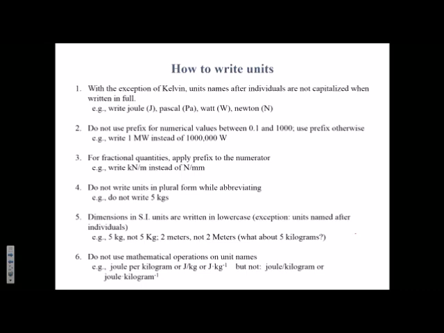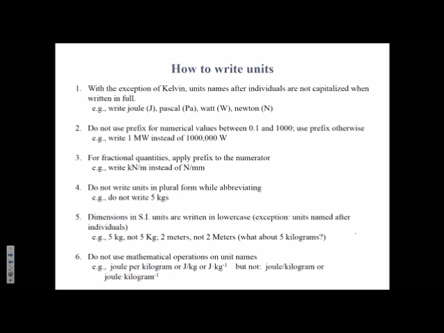Don't use prefix for numerical values between 0.1 and 1,000. So if you have a value between 0.1 and 1,000, just write it like that. If you're more than 1,000, less than 0.1, use the prefix. So if you want to write, let's say, a 1 followed by 6 zeros, instead of writing that, write 1 megawatt, okay? Or anything larger than that.